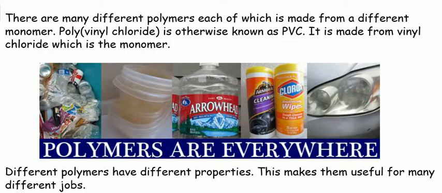Polyvinyl chloride is otherwise known as PVC. It is made from vinyl chloride, which is the monomer. Different polymers have different properties. This makes them useful for many different jobs.